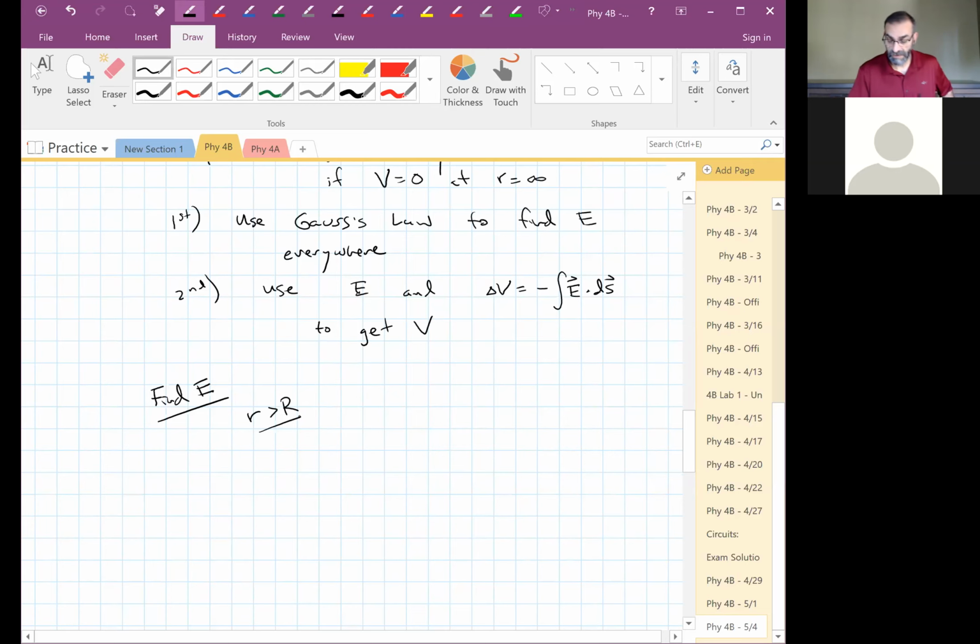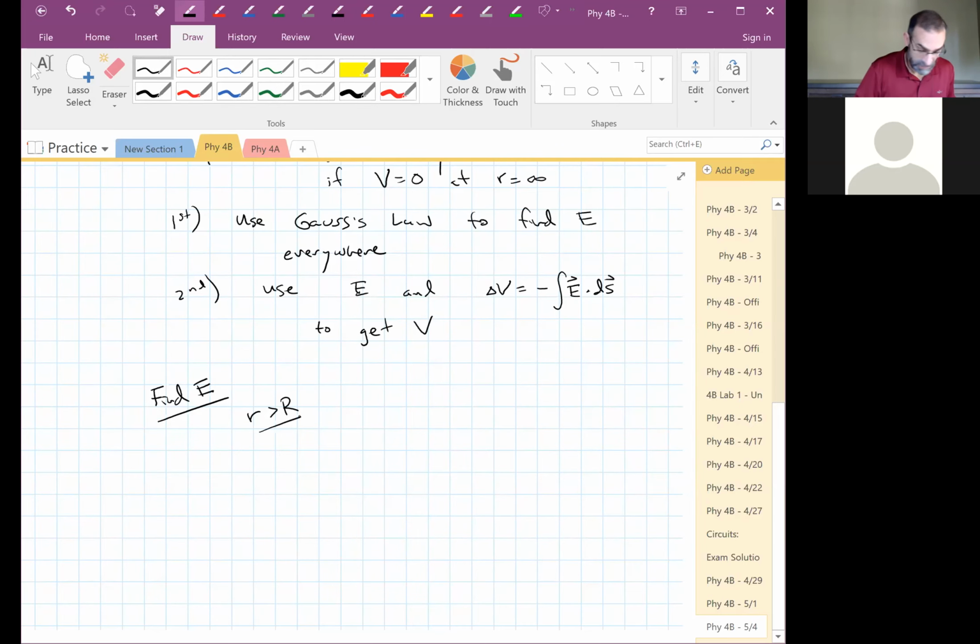We'll do the easy one first. Find the electric field outside of the charge distribution. Have you done that already? Okay, now you have, right? What's the electric field look like outside of a spherically symmetric charge distribution? A point charge. If we're outside of a spherically symmetric charge distribution, it looks like a point charge. We can take all that charge and just put it at the origin.